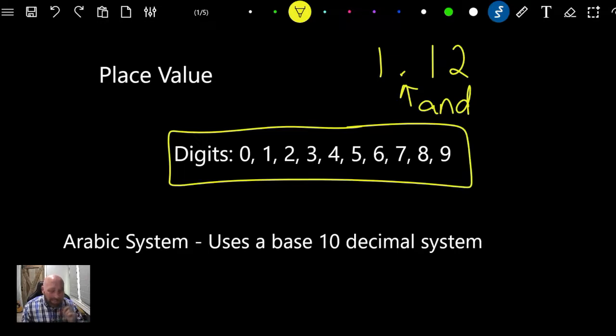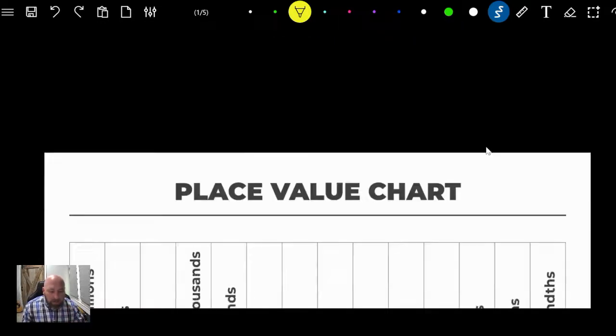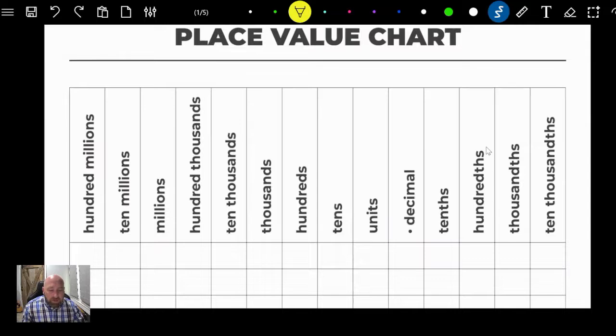Has a TH on the end of it. All right, let's look down here at this place value chart, and hopefully this will make a little bit more sense to you as we talk about these different place values. Okay, so now here is our decimal point right here in our little chart that we have.